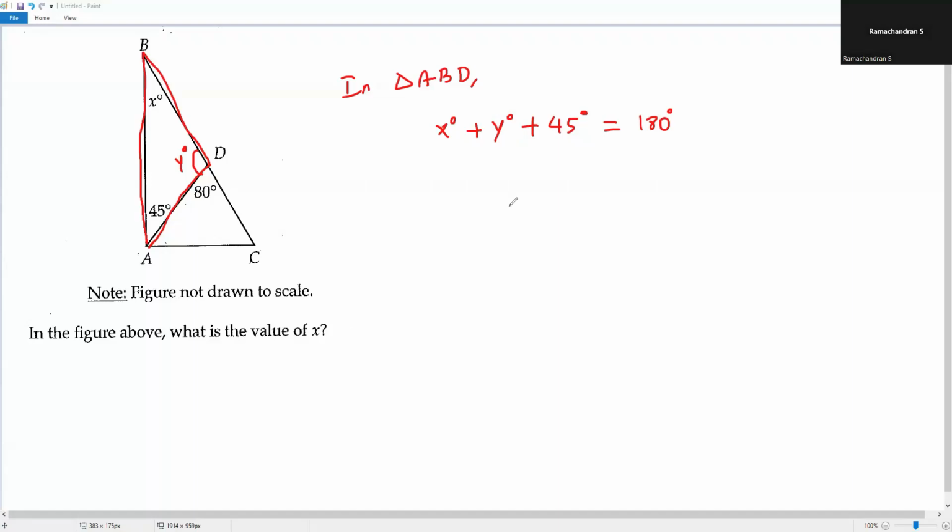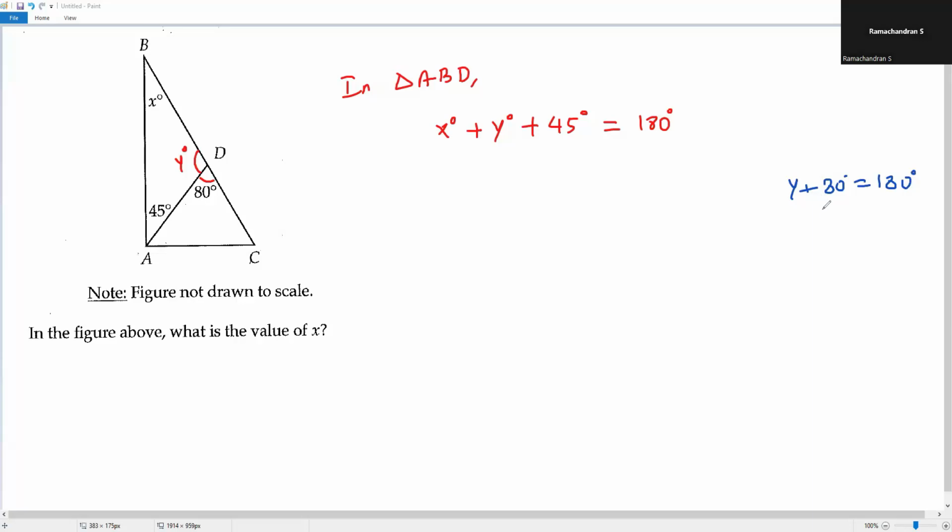Now let's see how to find the value of y. Let's consider this particular part, that is y, and here this angle measure is 80 degrees. So y and 80 degrees are a linear pair, because both angles are on the same straight line PC. Whenever we have a linear pair of two angles, they always add up to 180, because we know that angles on a straight line add up to 180. So y plus 80 degrees equals 180 degrees.